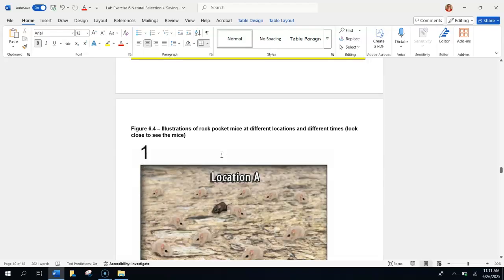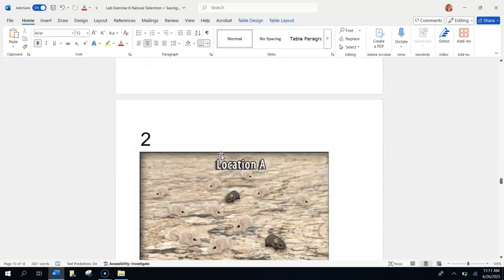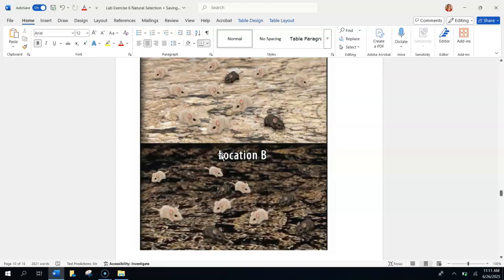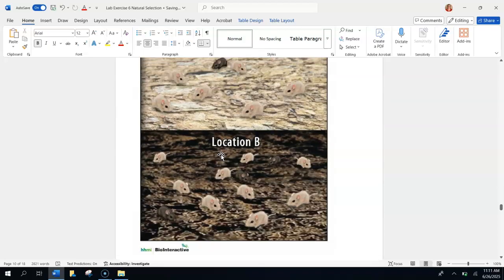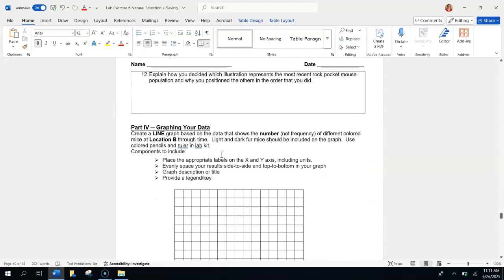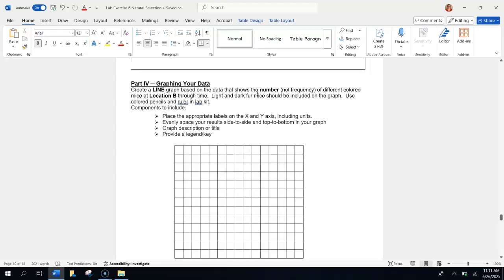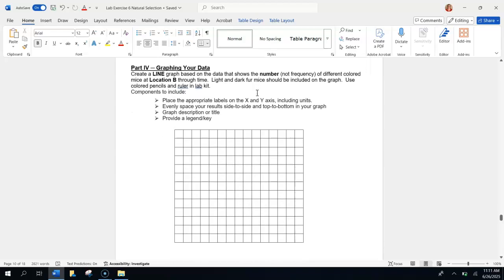All right, so once you're done with that, here's all those illustrations. There's 2. Sorry if I'm making you dizzy. 3, 4. And we're going to get all the way to the next page. Now we're at question 12. You're going to fill in the answer to question 12, and now you're going to make a line graph of your data. So here are a few tips.